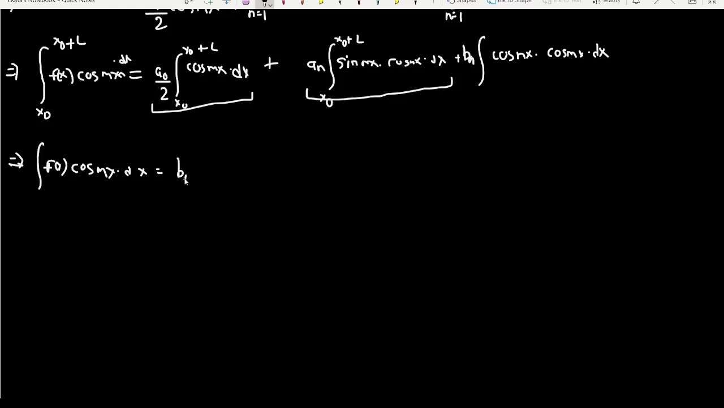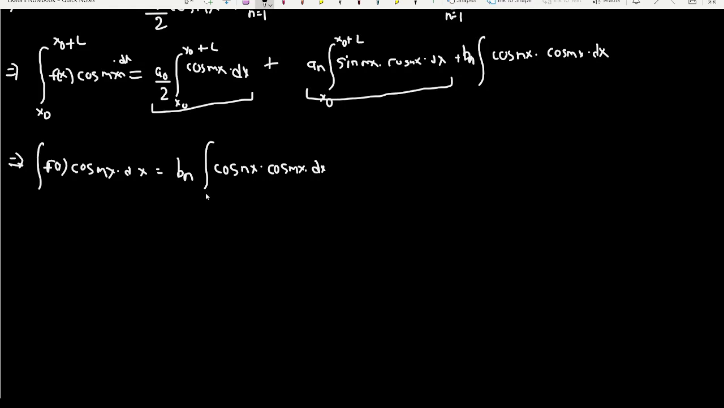Here we can write bn integral cos nx into cos mx. Okay, so again I tell you that when we assume that n is equal to m, this particular integral becomes L by 2, where L is the time period.